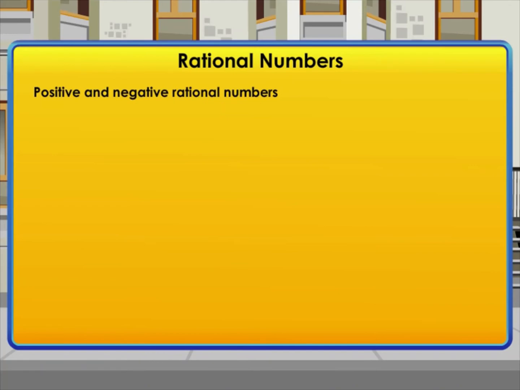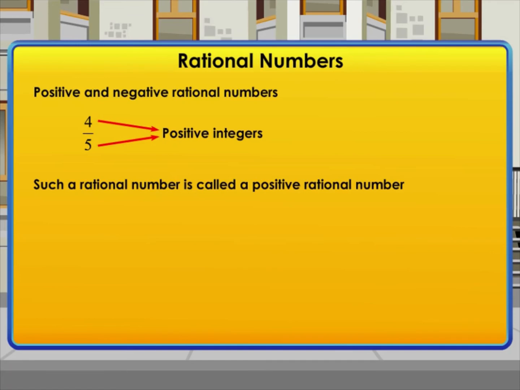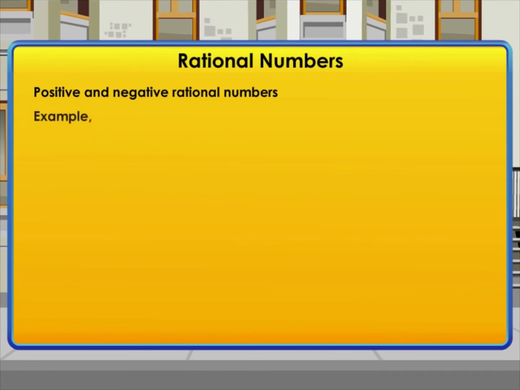Positive and negative rational numbers. Consider the rational number 4 by 5. Both the numerator and denominator of this number are positive integers. Such a rational number is called a positive rational number. Examples for positive rational numbers are 2 by 6, 3 by 7, 5 by 8, etc.